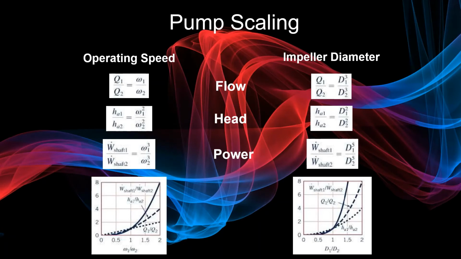If our traditional size pump does not suit your needs, we have scaling to construct the pump of your dreams. We offer you two scaling options, changing the operating speed of the pump or the impeller diameter. The relations between changing the operating speed and impeller diameter on flow, head, and power of the pump can be seen here. By knowing the flow, head, and power that you wish the pump to achieve, pumps can be scaled appropriately to meet your desires.